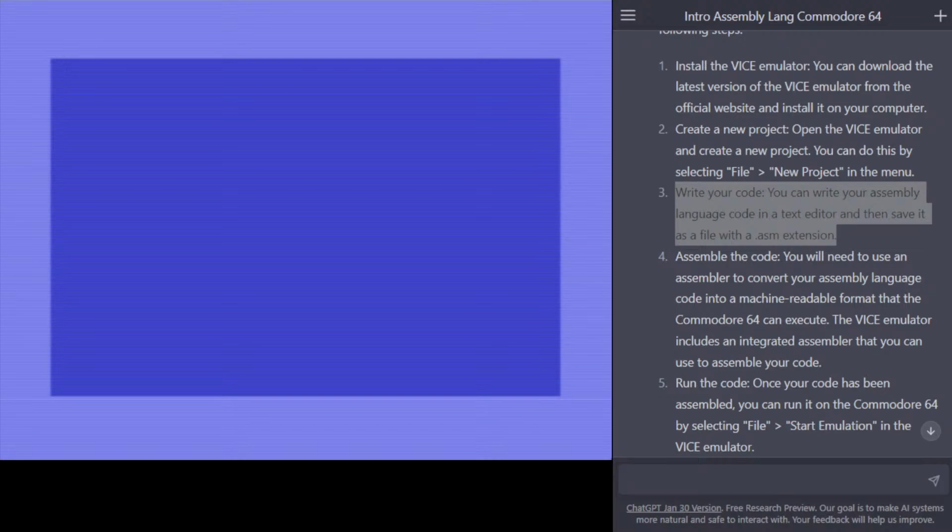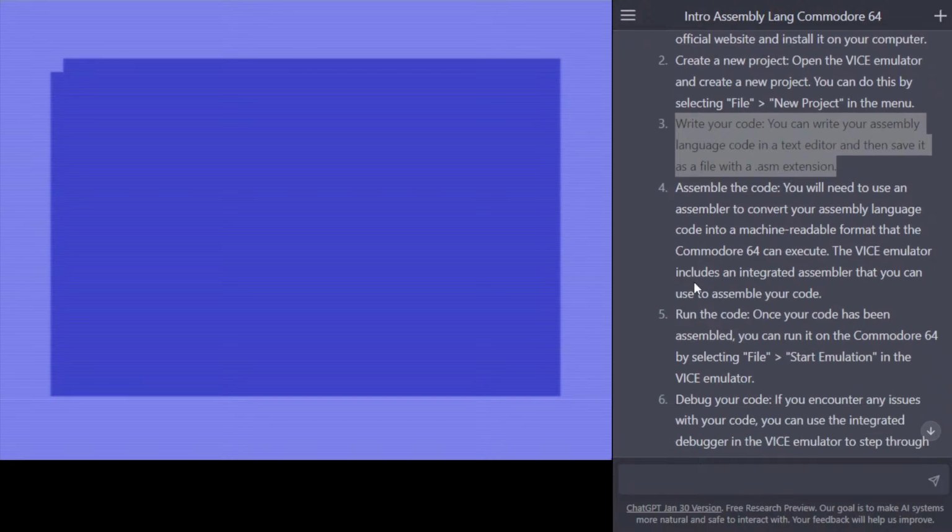Write your code. You can write your assembly language code in a text editor and then save it as a file with a .asm extension. Okay, so I don't actually have to enter the code directly into the Vice if it's accurate. And I do wonder about that. I had people telling me in the Discord for the Commodore 64 that you can use a text editor. So I assume this is accurate. I'm going to be doing it in the program though, just for that retro feel, right?